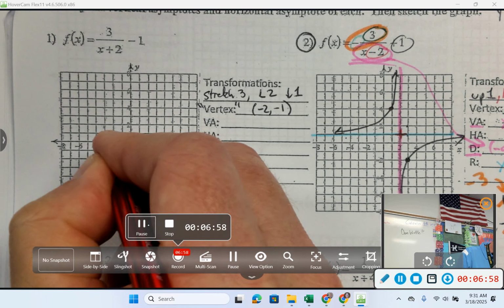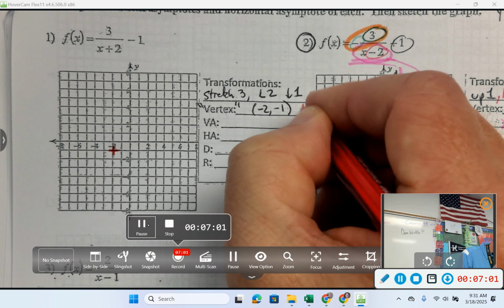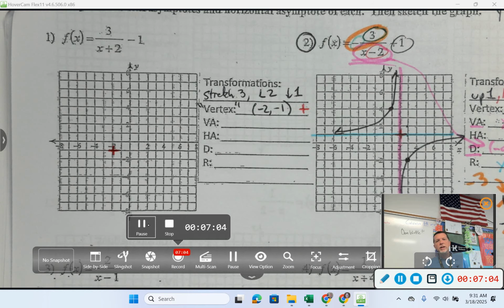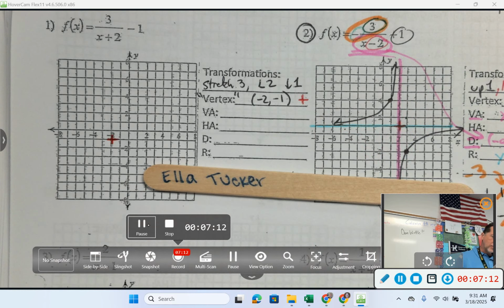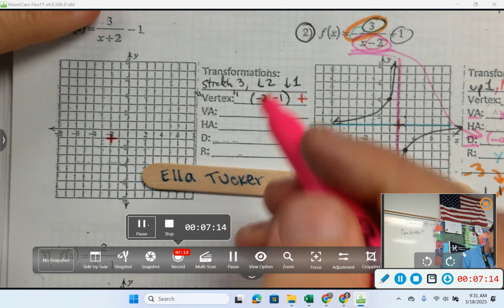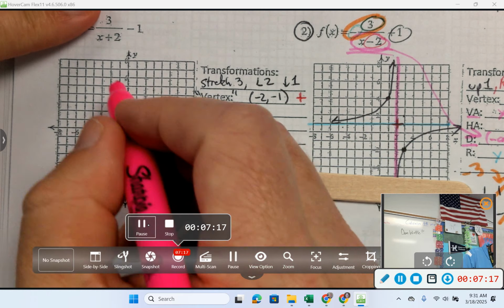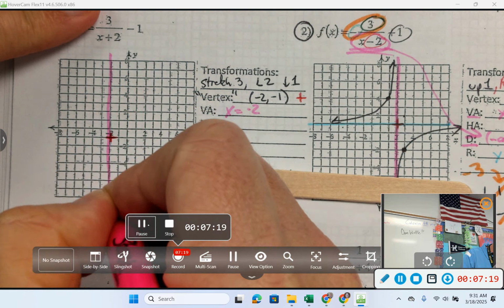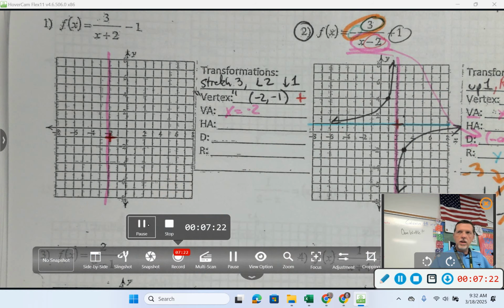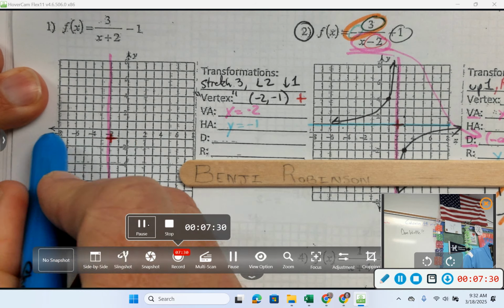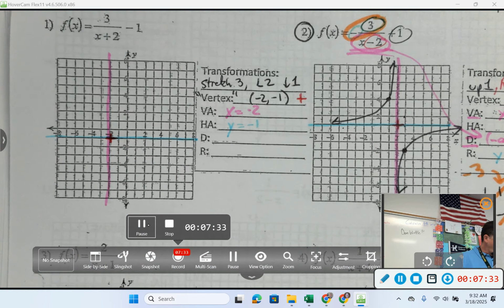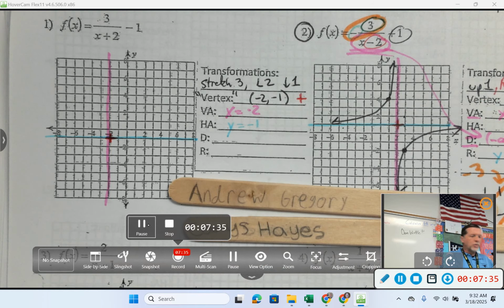-2, -1. There's my new origin, my new starting point, the center, vertex, if you want to call it that. Ella, how about the vertical asymptote? X equals -2. Good. Benji, how about the horizontal asymptote? Y equals -1. Good. Andrew, how about the domain?